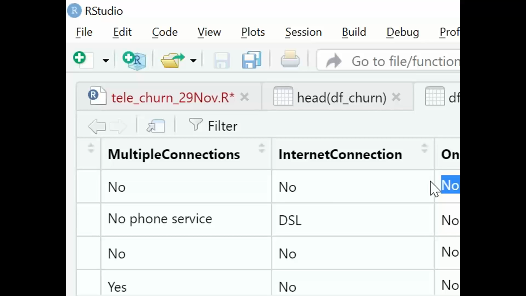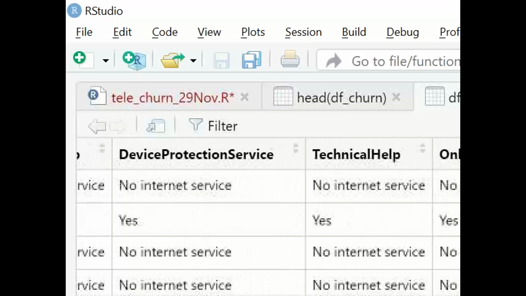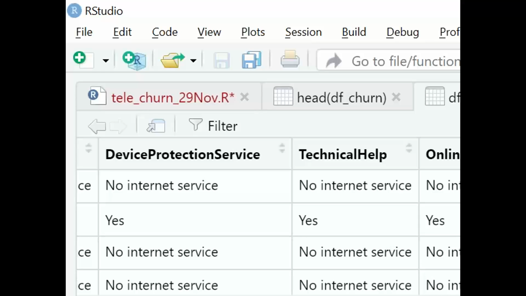So how can I do it? If I have 1, 2, 3 variables, rather than writing that function for each variable separately, can I do that with the help of a loop? I can achieve the same thing with a loop. So I can say that for all the variables starting from here up till, I guess, online movies. No, Risha, we do not need to check the internet service, because everywhere the data is consistent, I have to replace no internet service with no. This is what I have to achieve.